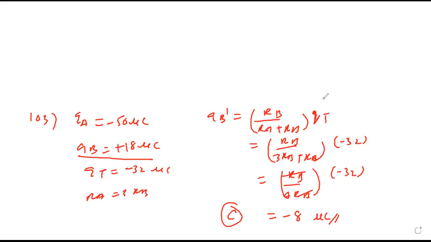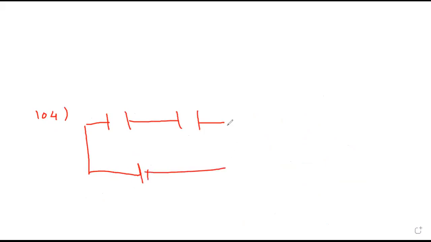104. In the figure, capacitor A and B have identical geometry. Identical geometry means their dimensions are same. But a material of dielectric constant 3 is present between the plates of B.